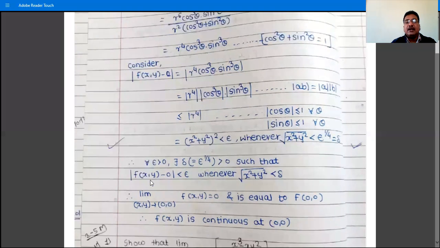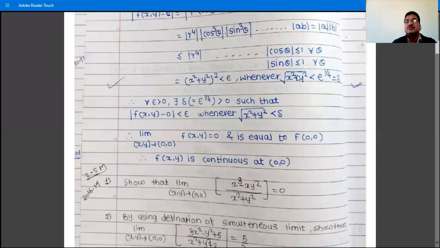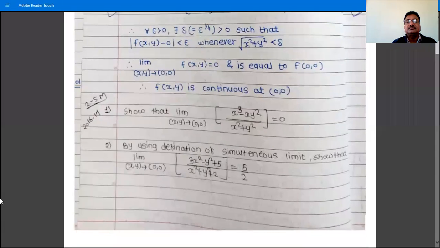And therefore, for every epsilon greater than 0, there exists delta, equal to epsilon raised to 1 by 4 greater than 0, such that mod f(x,y) minus 0 is less than epsilon whenever root x square plus y square is less than delta. And this means the limit of f(x,y) as (x,y) tends to (0,0) is 0. This limit exists and is equal to f(0,0). And therefore, f(x,y) is continuous at (0,0).